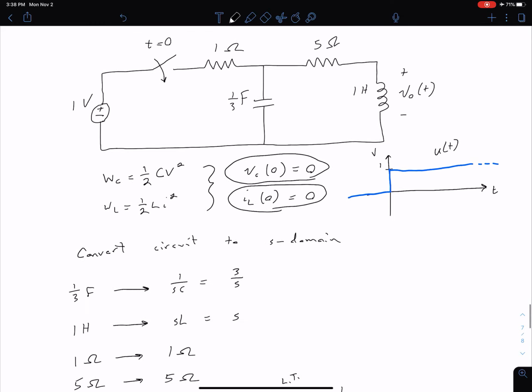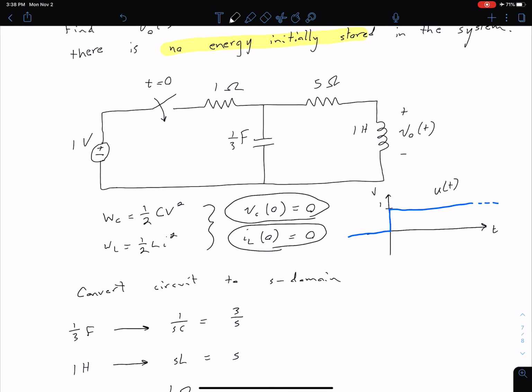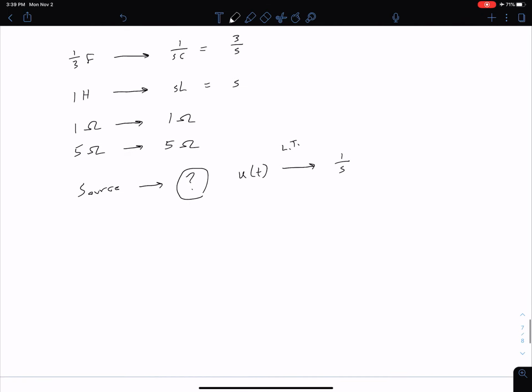So that's how we would handle that source. And sometimes you'll see the sources explicitly labeled. Maybe instead of having a switch, our circuit is closed, and we're explicitly told that this circuit has an input voltage of u of t volts. So you'll see both, and we'll actually see both in a later example as well.